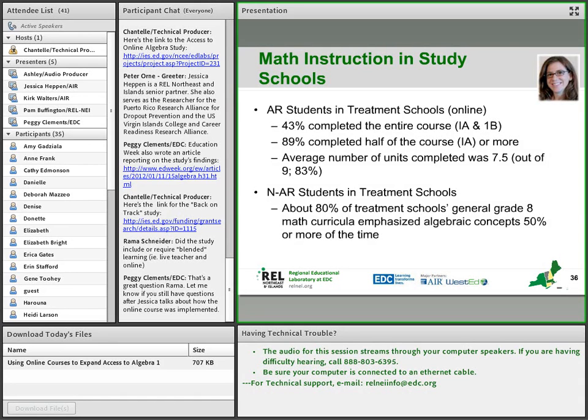And so what we found across the board was that in most schools, about 80% of treatment schools, the general 8th grade math class, again, this is the class from which the online algebra students have been, I'll put removed in quotes because we know in a lot of schools they were sitting in the same room. But the content taught to the non-algebra ready students in the general math class emphasized algebraic concepts 50% of the time or more. So even this general math class with the algebra ready students removed was pretty heavy on algebra content.